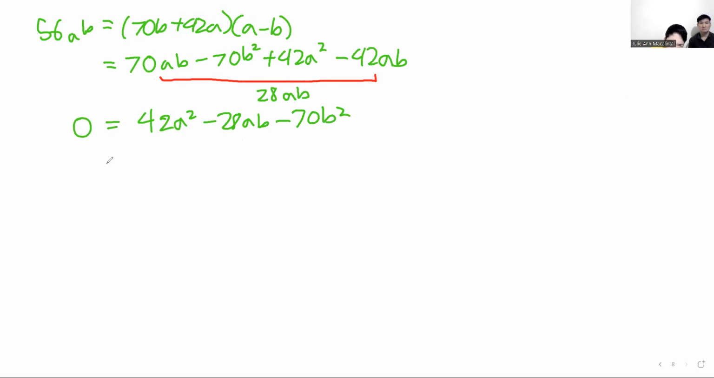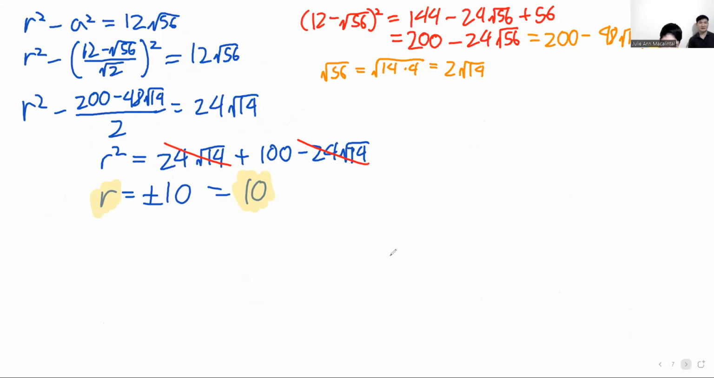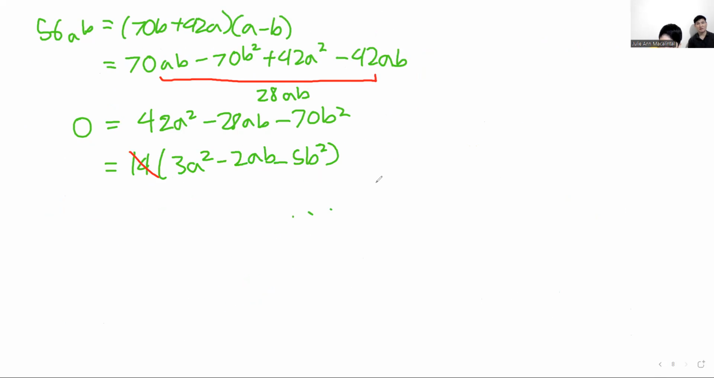Again, we can just factor it: 14 times 3A squared minus 2AB minus 5B squared. Then this will cancel, of course, because it's there. So finally, it factored out. It will end up like this. It's the same. We'll continue like that, and the answer will be the same: 56.